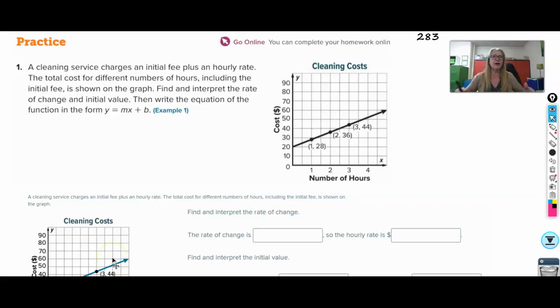We have a graph or some points, and we would write an equation in slope-intercept form. That's really what we're doing here. It's not any different. It's just, they're calling them functions now.